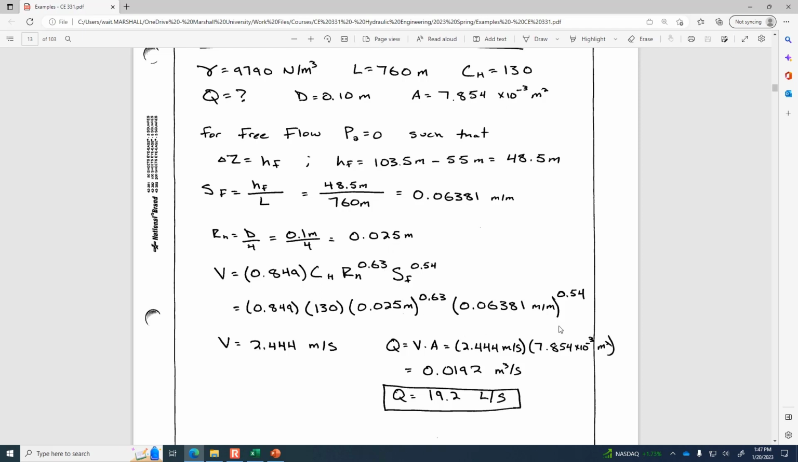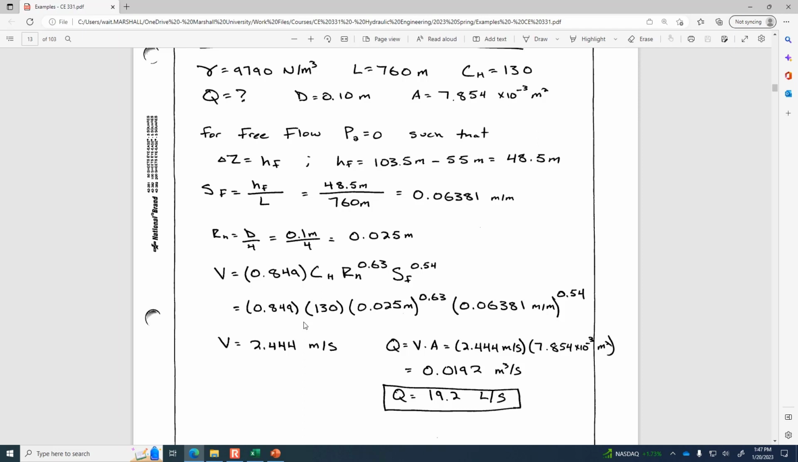But then when we substitute in the slope of the energy grade line, hydraulic radius, our friction factor for the Hazen Williams equation, and then this units conversion prefix here, then we get that the velocity is going to be 2.444 meters per second. That'll be the speed that the water's flowing through the channel, and we want to know the flow rate, so we have to multiply that by the cross-sectional area for the pipe. So it's going to go about 19.2 liters per second. If there's no valve, it's just wide open, full throttle flow.